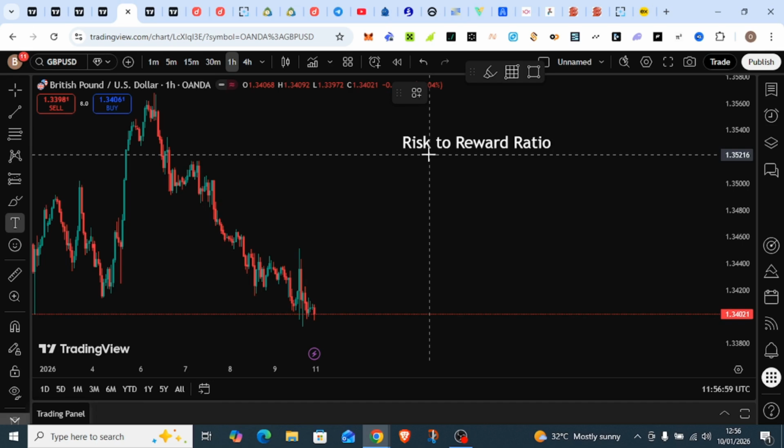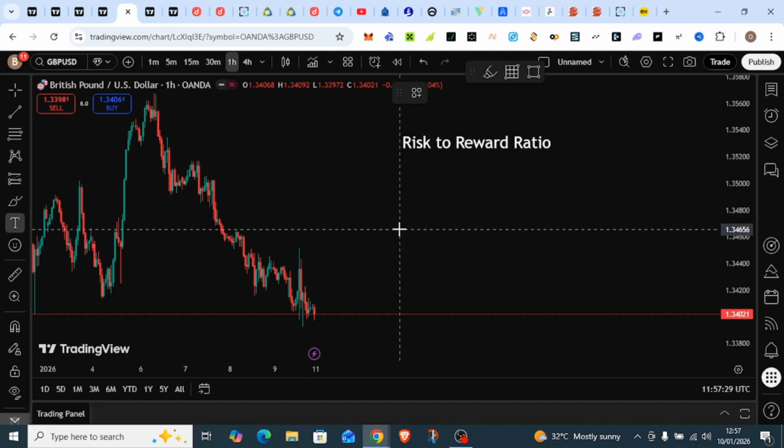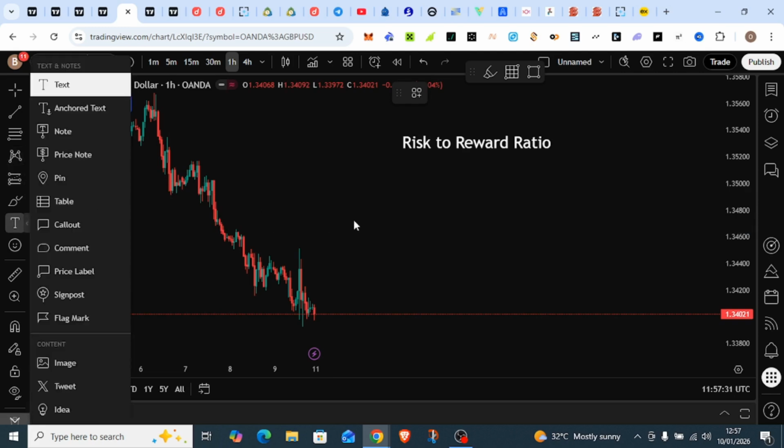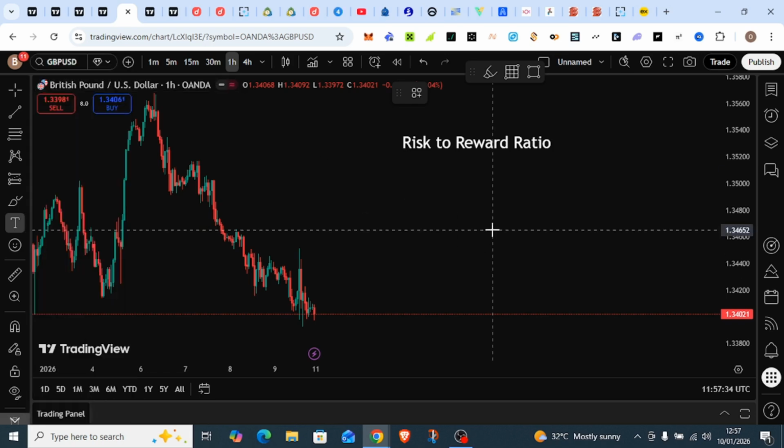So before we get started, let me simply tell you the meaning of risk to reward ratio. Risk to reward ratio simply shows you how much you are risking and how much you stand to gain before you even place a trade. So risk to reward ratio is a very important factor to be considered as a trader before you place any trade. Let's write something here and see how it is written.